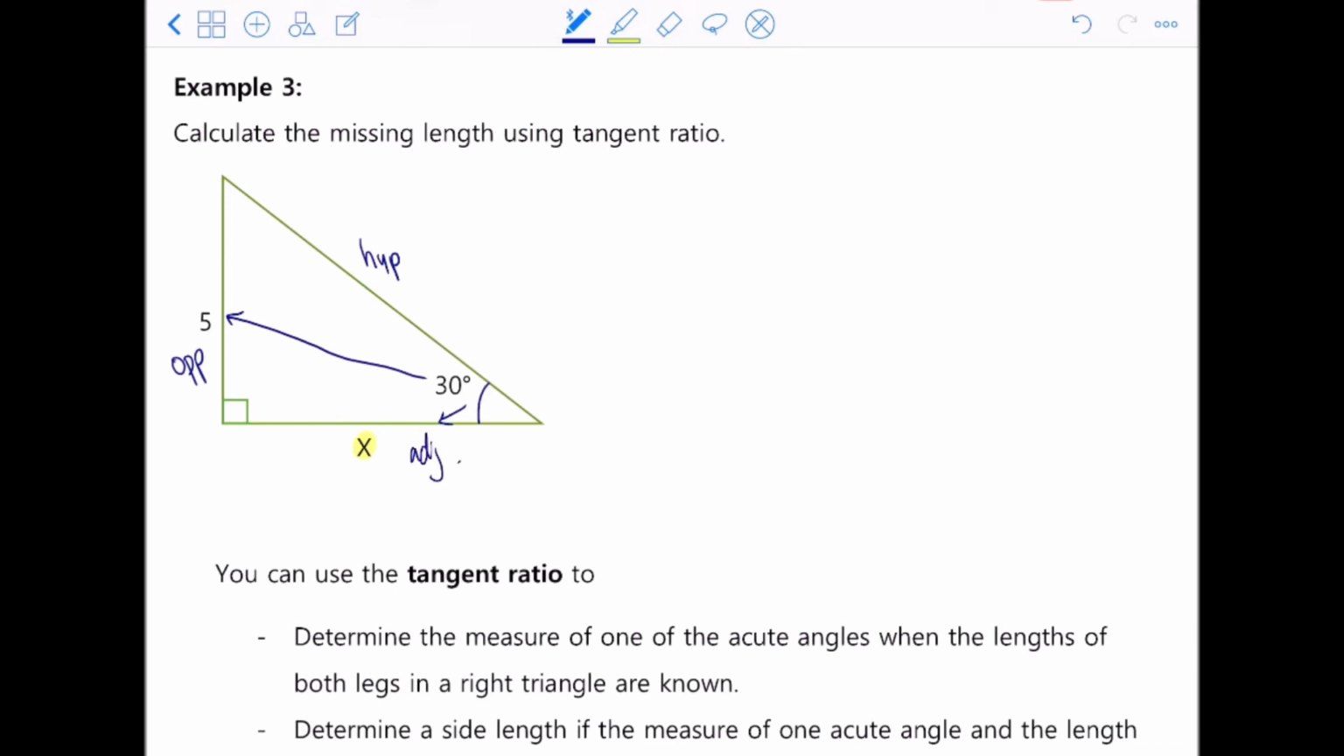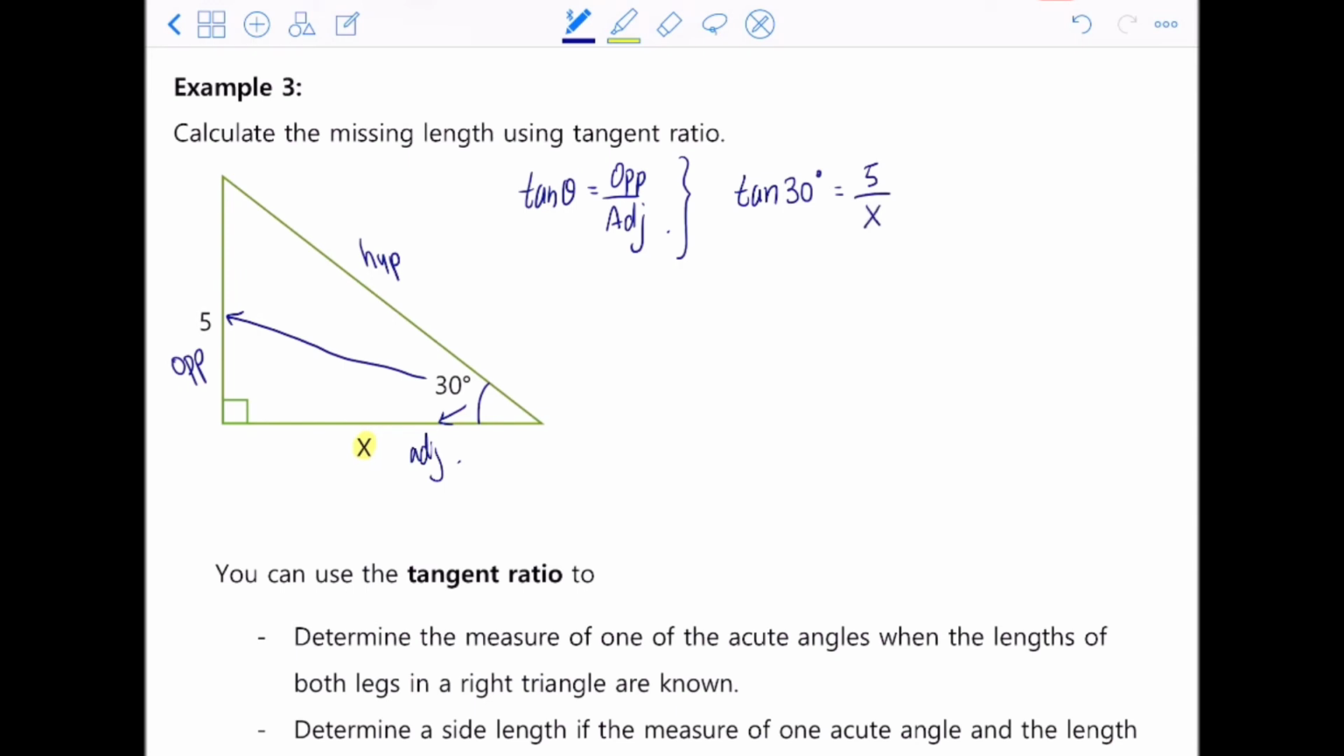Let's first set up the ratio. Tangent ratio, tan of theta, equals opposite over adjacent. And we'll have to sub in all the values we're given. So we can say that tan of angle theta, which is 30 degrees, don't forget the unit here, equals the opposite side, which is 5, over adjacent, which we don't know. We're looking for that value x.